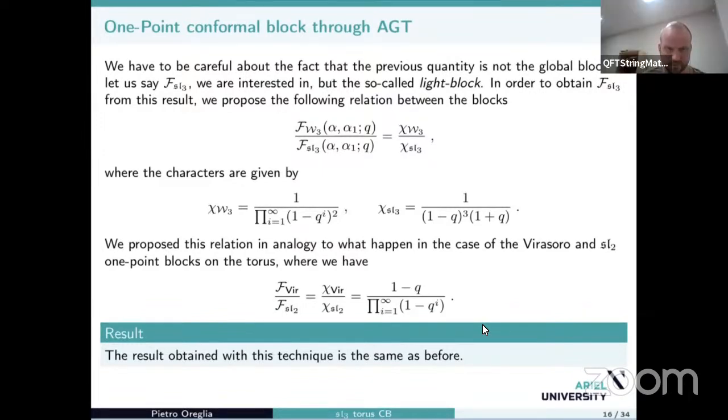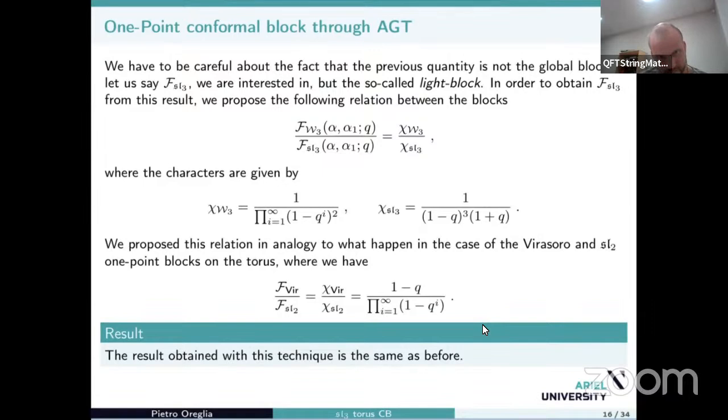Isn't it obvious, just from the representation point of view, that the ratio is just, as you said, the ratio of characters, because you just count the number of states. Basically in the Virasoro case it's simple, right? Because any field is just a derivative of a conformal primary state, that's why you just divide the whole Virasoro character by this.